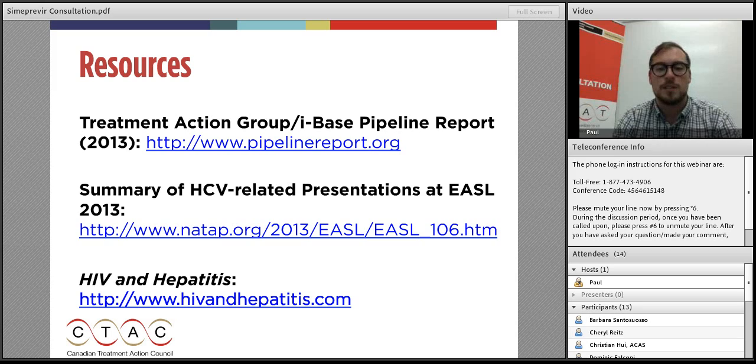I try to include resources at the end of every presentation, and if you were to ask me what are the resources that I go to most often in terms of staying up on the hepatitis C as well as the HIV pipeline, to be totally honest, the first one and the bottom one are really the ones that I spend a lot of time on. Importantly, the Treatment Action Group in New York, that partners with iBase, has just released their 2013 pipeline report at pipelinereport.org with a really fantastic introductory essay called 7 Ways to Speed Up the Pipeline, which might be of interest to people. The pipeline report is a really great way to read in as plain of language as possible about what's coming in hepatitis C as well as HIV and TB treatment.